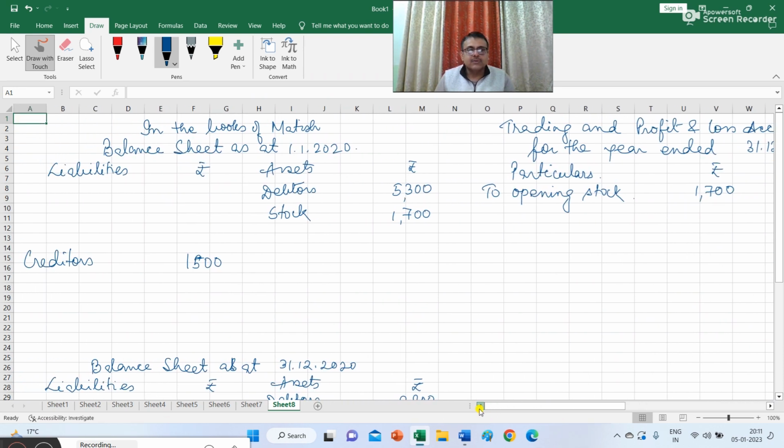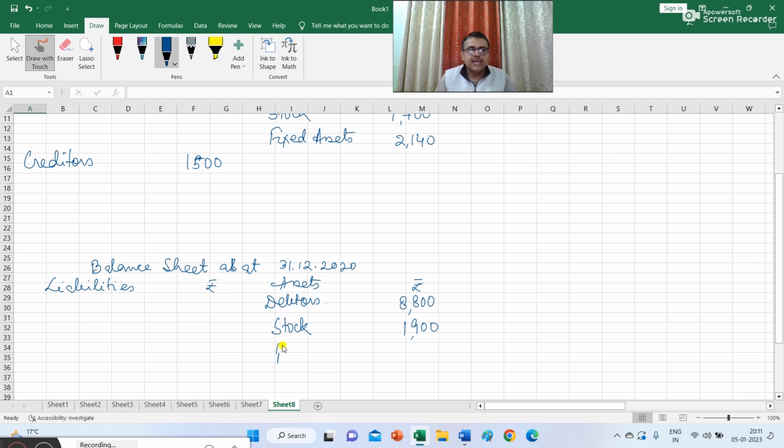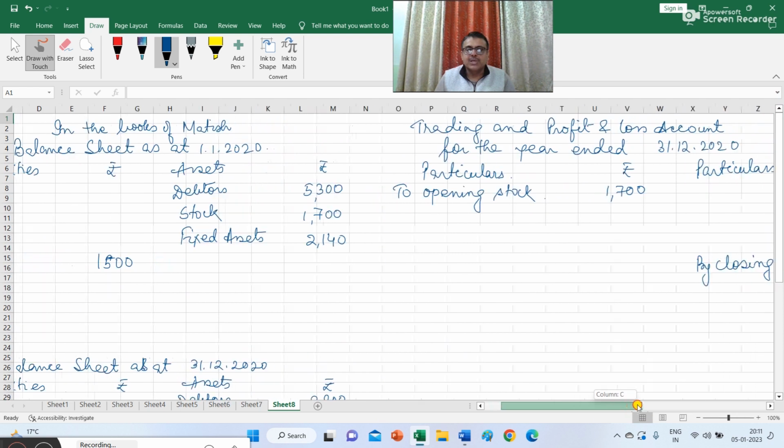Next we have the balance of fixed asset. So the opening balance of fixed asset will appear in the opening balance sheet as fixed assets 2,140, and the closing balance of fixed asset will appear in the closing balance sheet as 1,740.